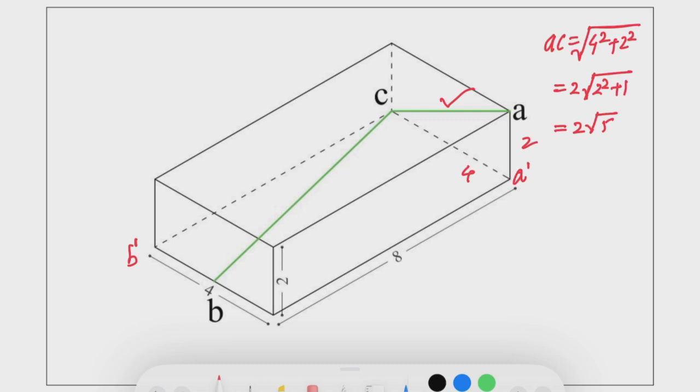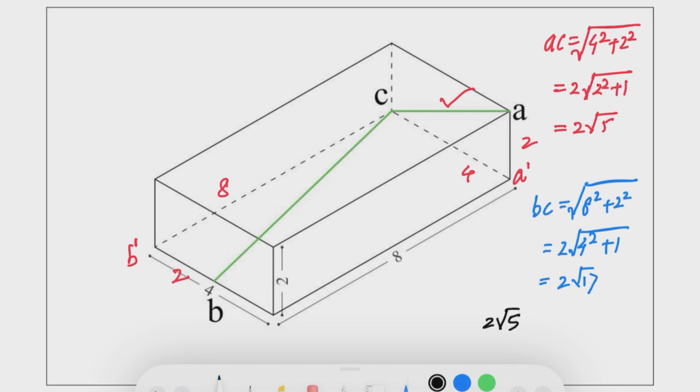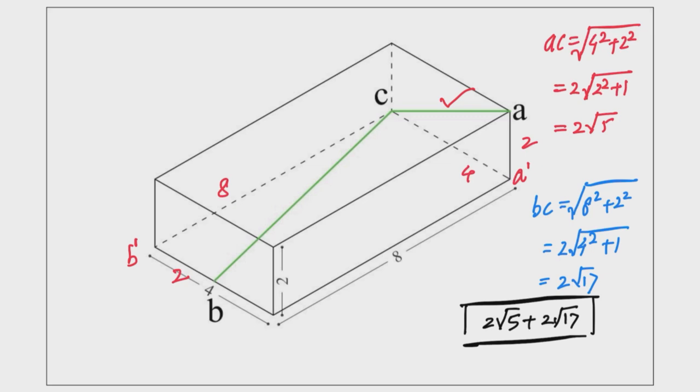About another length, this is 2 and that is 8. When 2 and 8 are there, we also know that length, but let's calculate it once again. BC is equal to the whole root of 8 square plus 2 square. That will be equal to 2 taken common, so 4 square is remaining and 1 is remaining, and therefore this becomes 2 root 17. So the final answer with us is 2 root 5 plus 2 root 17. In this case, this is our final answer. Let's move to the next question.